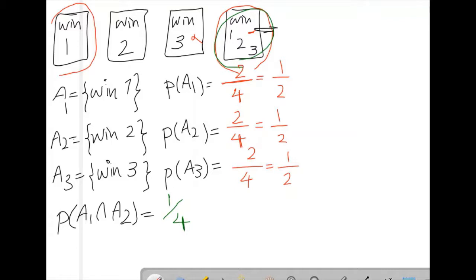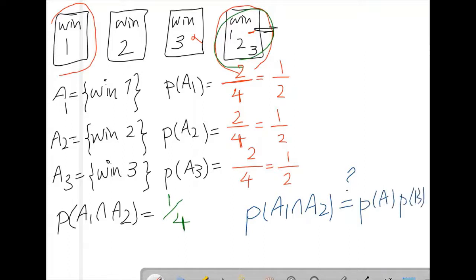So for proof of the independence, we should show that the probability of A1 intersection A2 is equal to the probability of A1 times the probability of A2. So it's 1/4, and the probability of A1 times the probability of A2 is also 1/4. You can see that they are equal. So A1 and A2 are independent.